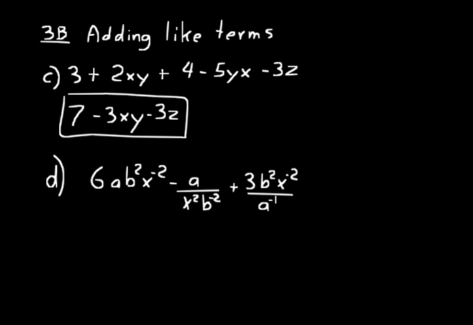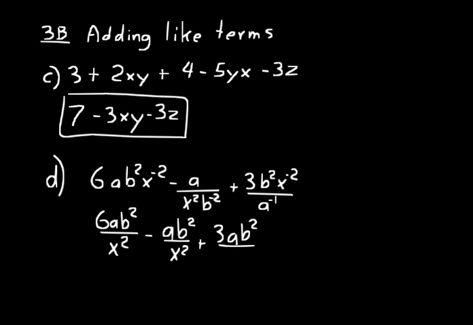And so we can just look at that, 6ab squared x to the minus 2, and then we can see that we need to make that x exponent positive, and so that would be 6ab squared over x squared, and then minus a times b squared over x squared, and then plus 3, move that a up, b squared over x squared. And so now we can tell that we have 3 like terms. Before, we couldn't tell for sure because the exponents were all in different places. And so now we have all the exponents positive. It's easy to tell that we have like terms.